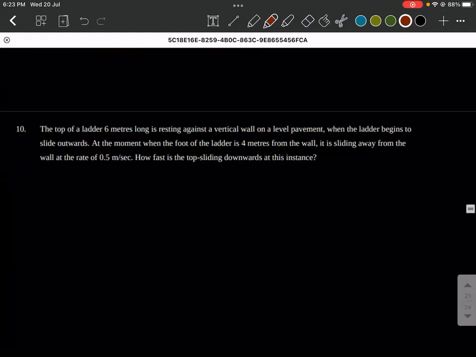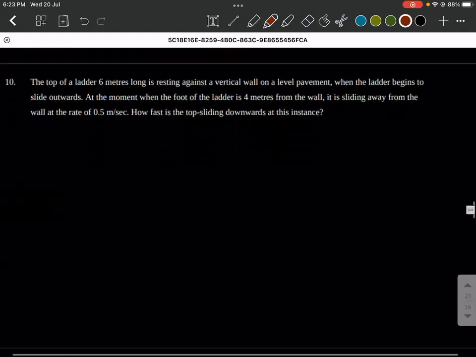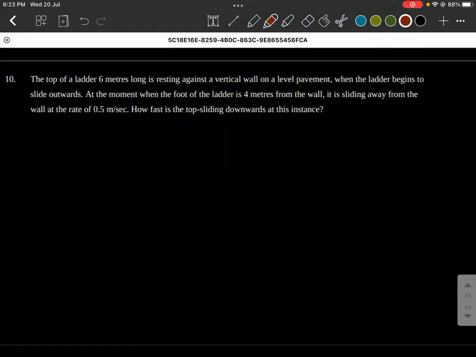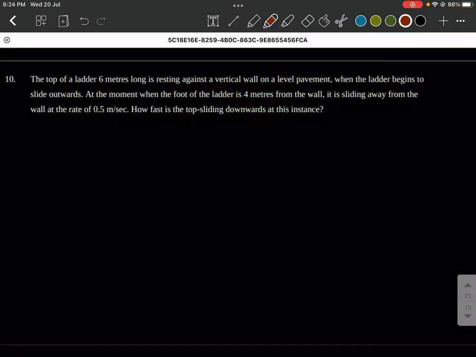The top of a ladder 6 meters long is resting against a vertical wall on a level pavement. When the ladder begins to slide outwards, at the moment when the foot of the ladder is 4 meters from the wall, it is sliding away from the wall at a rate of 0.5 meter per second. How fast is the top sliding downwards at that instant?